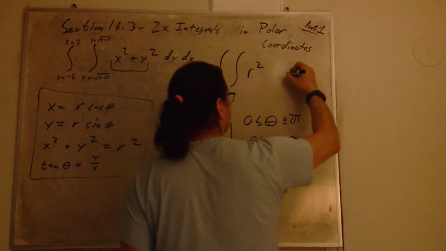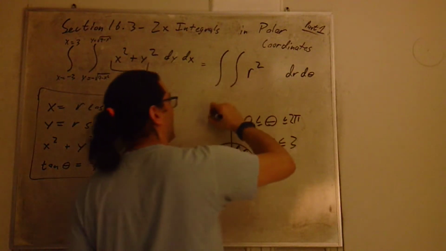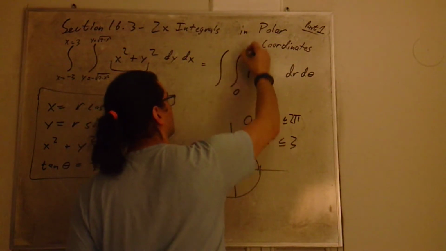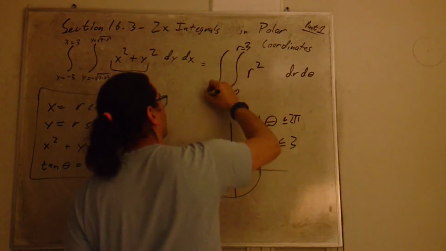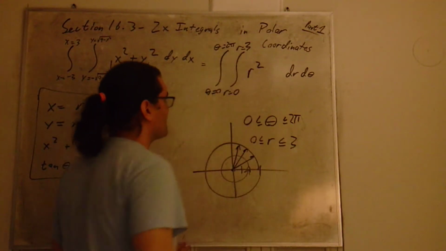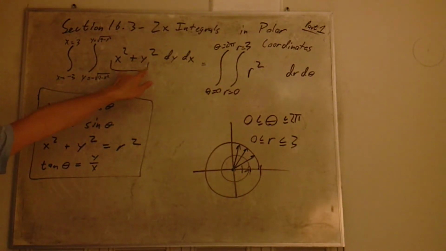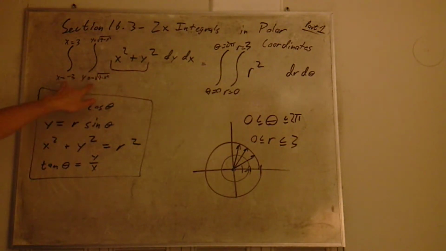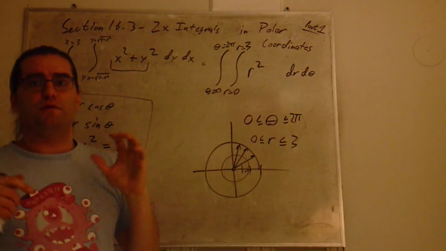So when we finish this integral, we'll have a dr and a d theta. And r is going from 0 to 3. And theta is going from 0 to 2 pi. So our function got much easier. Our region got expressed much, much, much easier.